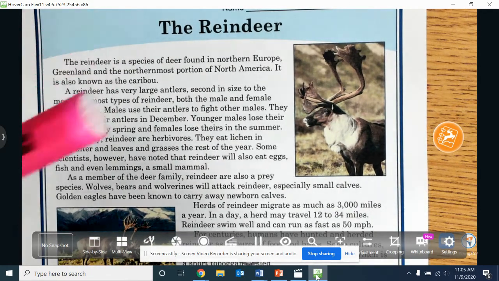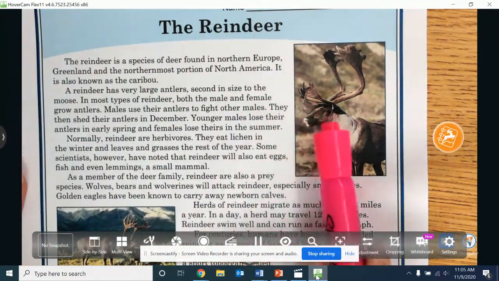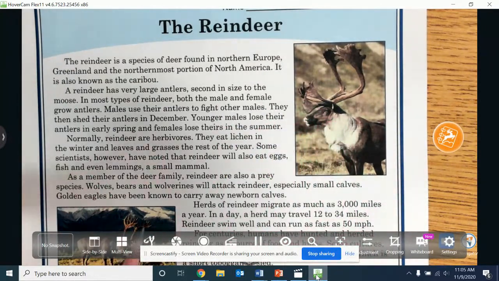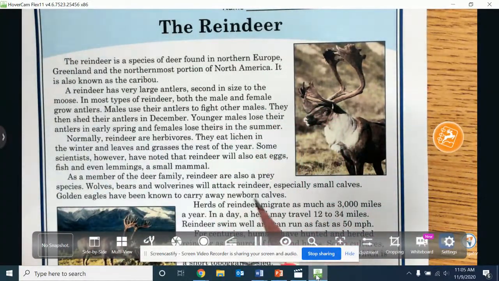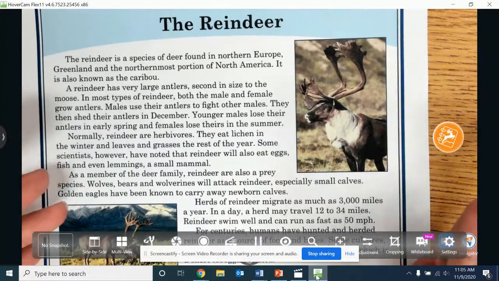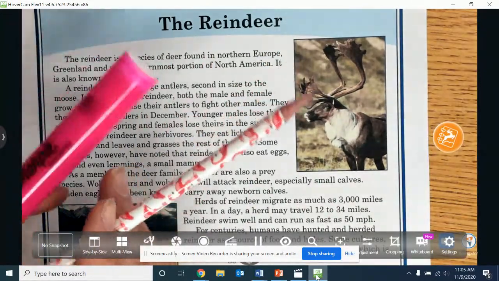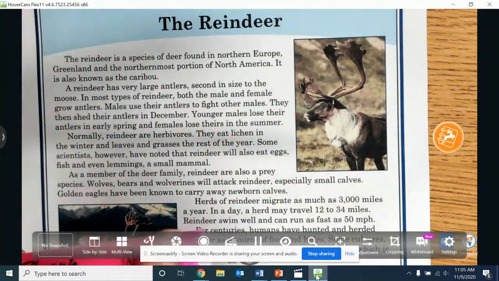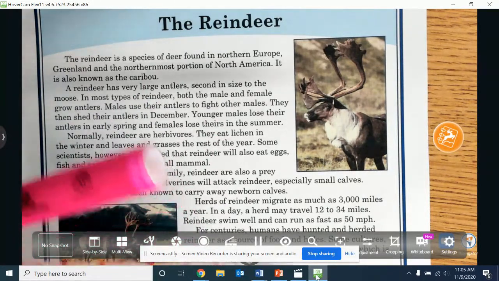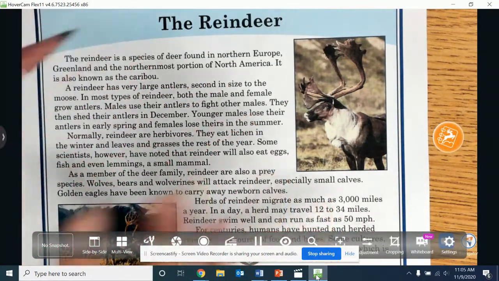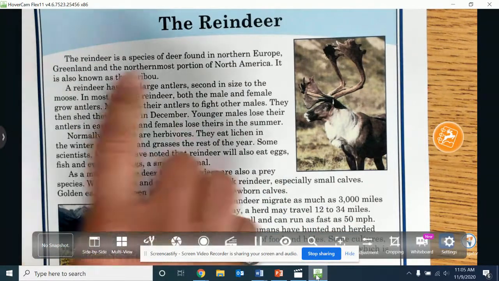I'm going to be highlighting the important details about the article. You guys are not going to be doing the highlighting because you don't have the actual paper, but you will need a pencil and a highlighter because we are going to be taking notes after you watch the video, okay? So here we go.